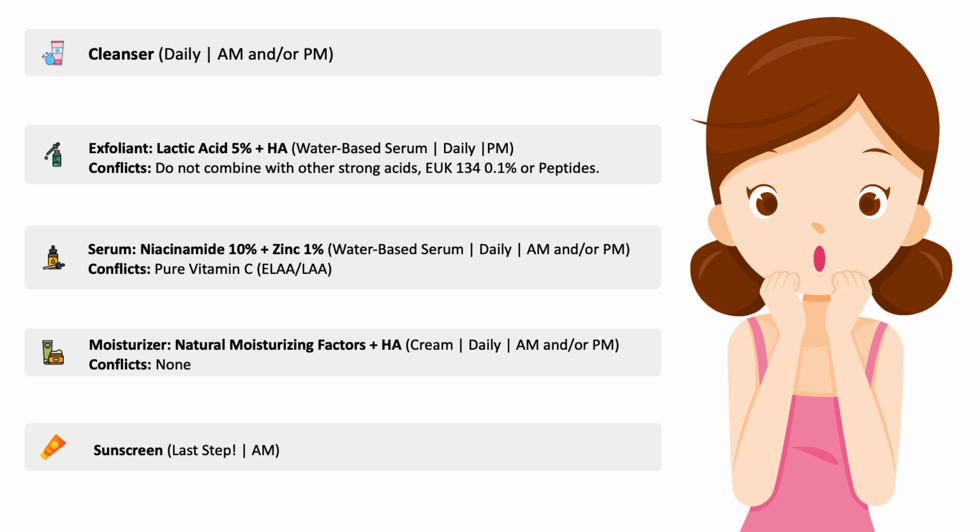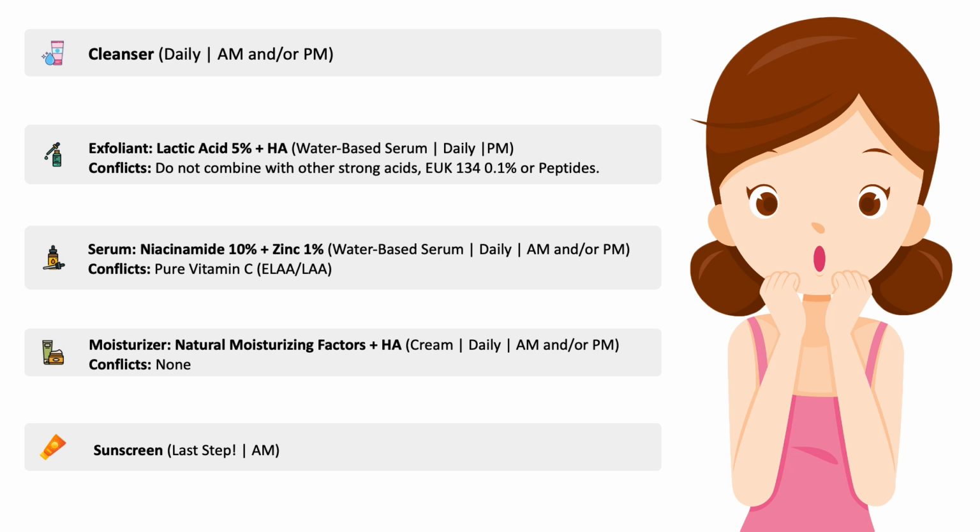So for example, with the cleanser, you can use it daily, in the morning and or evening. Then also with an exfoliant, I went with the lactic acid, which is also a water-based serum. I can use it daily in my evening skincare routine. And then also with the cornflakes, I wrote them down just in case that I have a brief understanding if my products are working well with each other. Then also for the serum, I went with the niacinamide, which is also a water-based serum. I can use it daily in the morning and or evening.